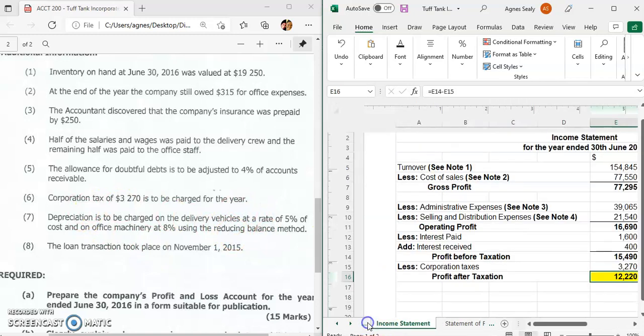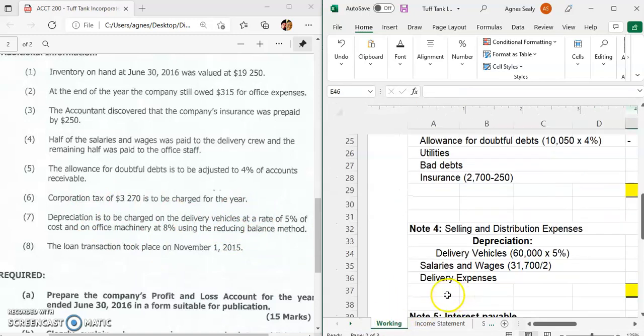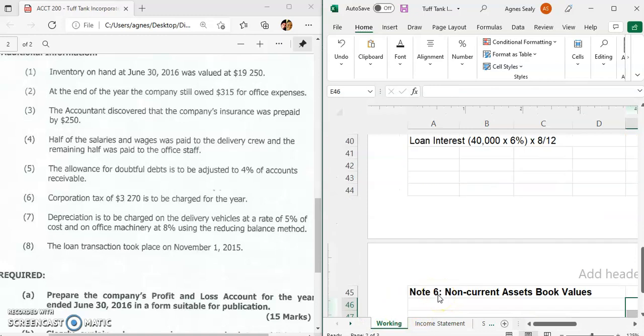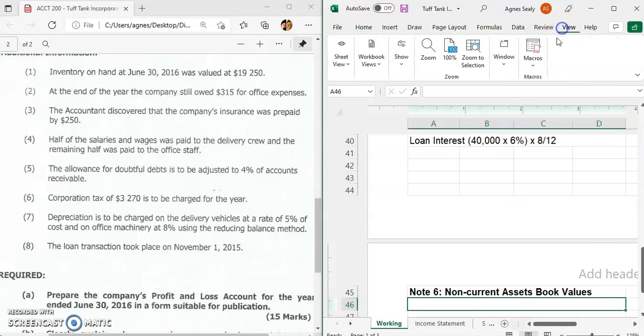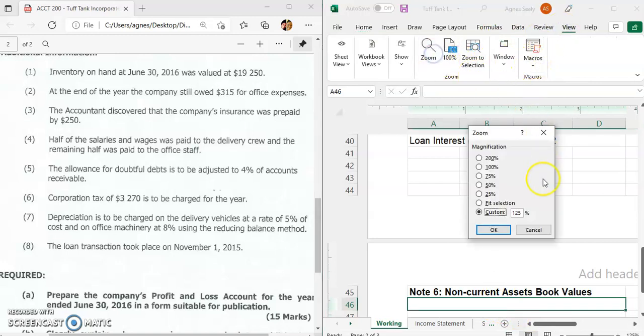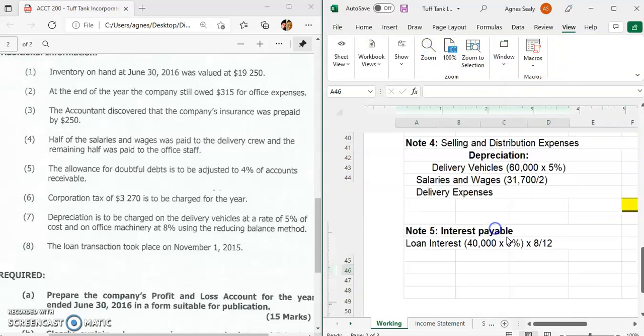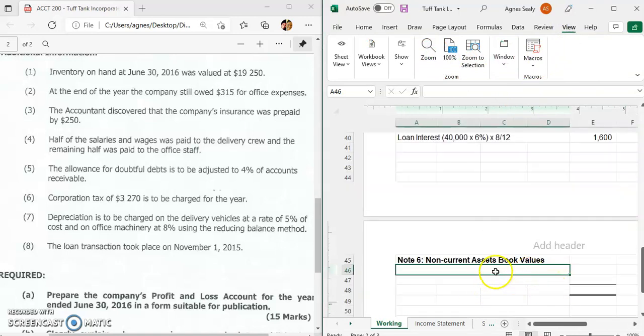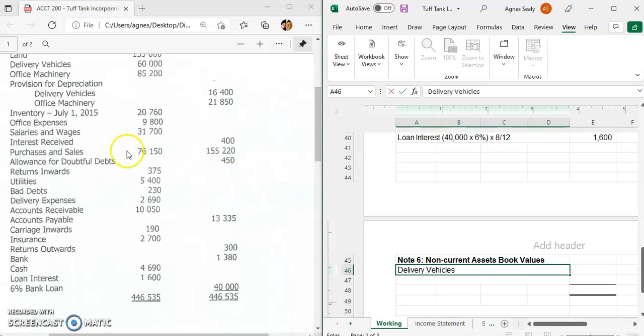So now what we're going to do is another note, and we're going to do our calculation for our depreciation, our total depreciation for our non-current assets. We are going to be looking not only at the depreciation, but also at the book value of those assets. So we are going to be calculating the book value figure for them. So this is our delivery vehicle, and delivery vehicles cost is $60,000.